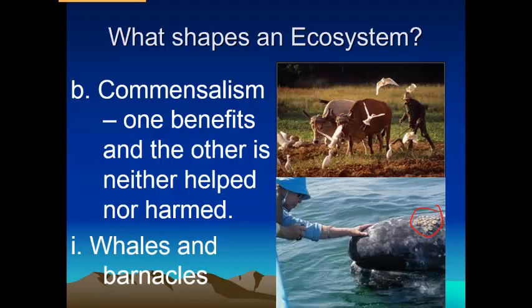As the whale swims through the water, the barnacles have little leaflets that catch food that's in the water. So they benefit from living on the whale, but they don't hurt the whale. They don't help the whale. The whale isn't getting food from the barnacles. The barnacles are feeding themselves.